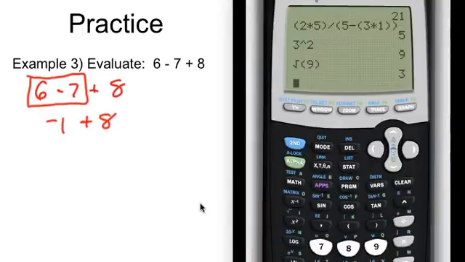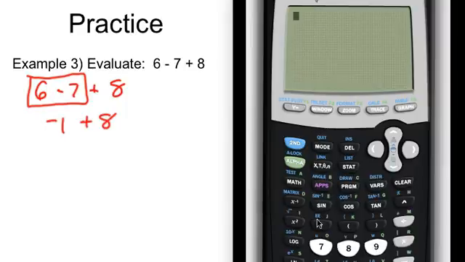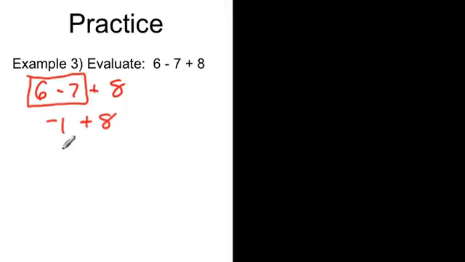If you are ever even slightly unsure, enter it into your calculator. Go ahead and type in 6 minus 7 and hit enter to get negative 1 if you are not sure. There is nothing wrong with that. Negative 1 plus 8, same thing. If you are even slightly uncomfortable with what that answer is, go ahead and plug it into your calculator. There's nothing wrong with doing that. So negative 1 plus 8 would in fact be 7, and that is our answer to this problem. We've taken this whole expression and simplified it down into a number using the proper order of operations.